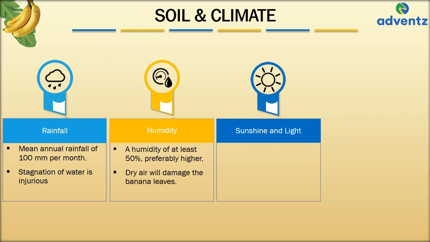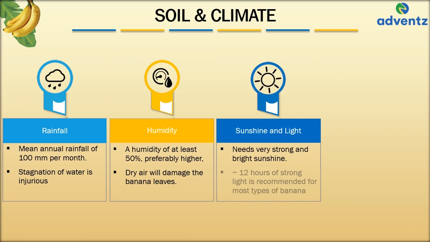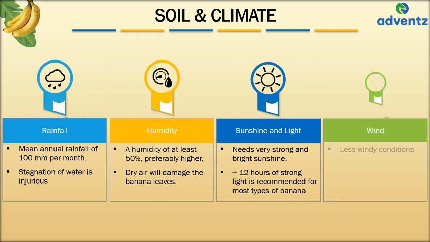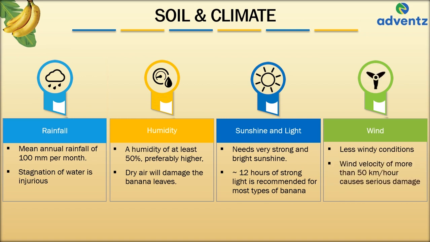Sunshine and light. The banana is native to parts of the world where the sunshine is very strong and the sun has a bright light. Approximately 12 hours of strong light is recommended for most types of banana. Wind. Wind exerts profound influence on growth and production of banana. A wind velocity of more than 50 km per hour causes serious damage to banana plantation.